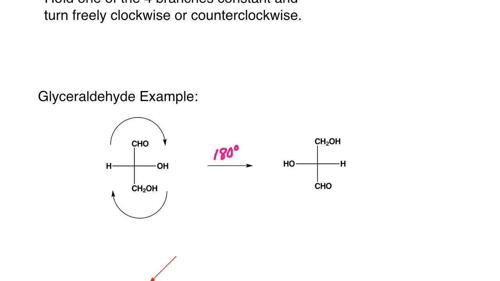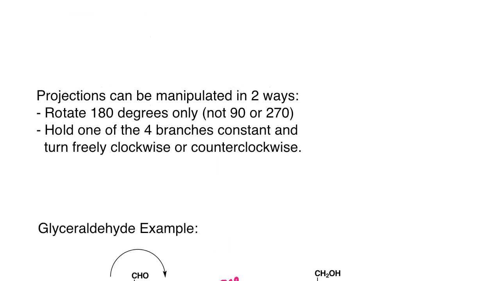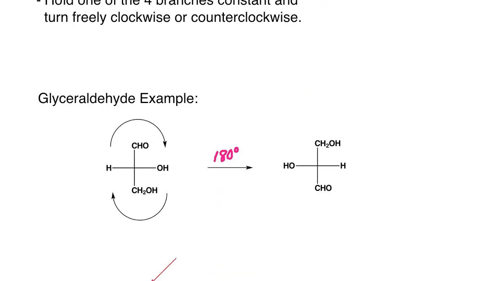That was the first of the two acceptable methods for turning a molecule. So if you found it helpful in a given situation, you would be allowed to take this structure and rotate it 180 degrees. What was on the left is now on the right. What was on the right is now on the left, and what was up is now down, and what was down is now up. So you're really just completely turning it around.